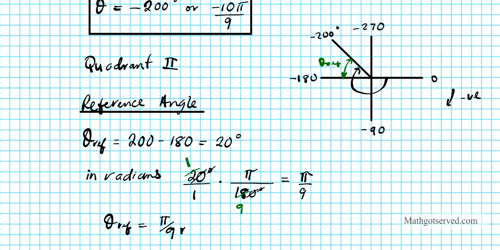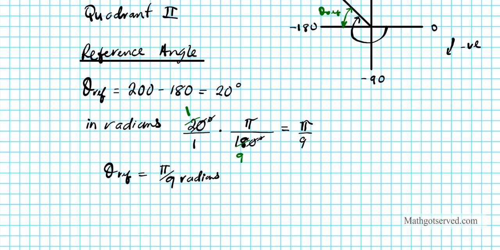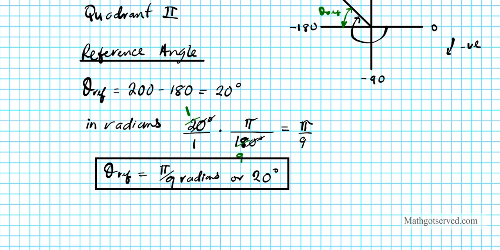So there you have it. Pi over 9 radians or 20 degrees. There goes our second result. Okay, so that's that for angle conversion and graphing and also reference angle. Now let's move on to the use of the unit circle.